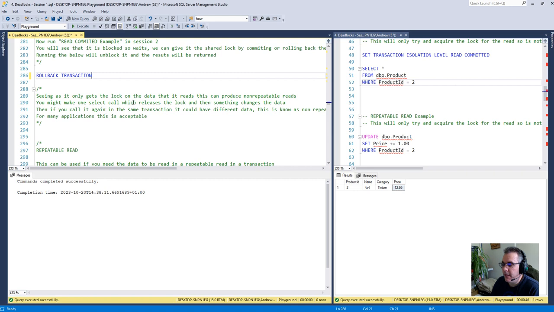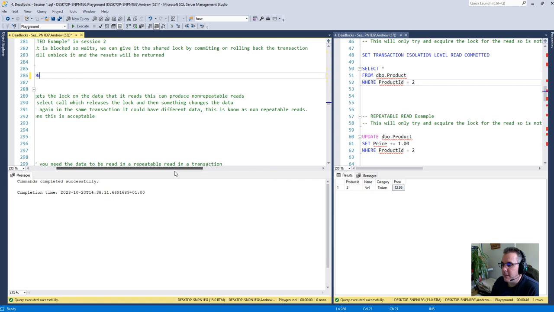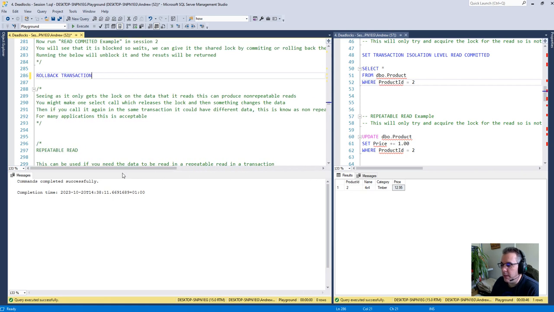Seeing as it only gets the locks on the data that it reads, this can produce non-repeatable reads. So you might make one select which takes the lock, and then something changes the data. Then if you call it again in the same transaction, it could have different data. This is known as a non-repeatable read. For many applications this is acceptable.